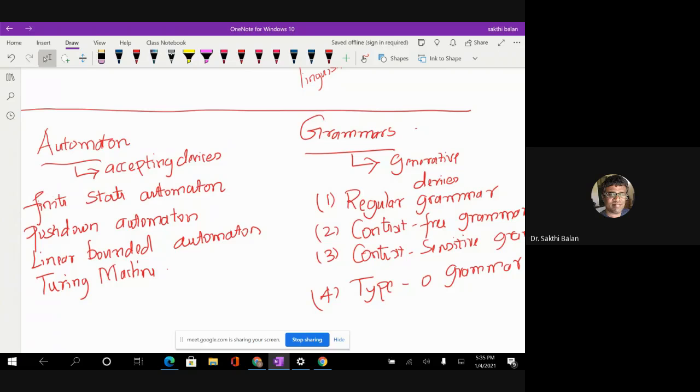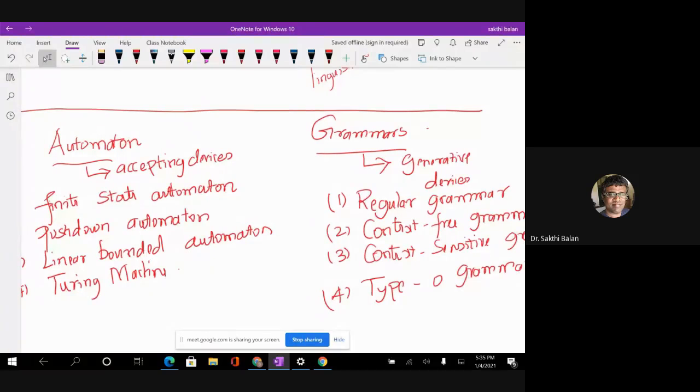So in the whole course, we will be looking at these four types of automaton and four types of grammar and some variants of these. There will be some variants of finite state automaton, like deterministic finite state automaton and non-deterministic finite state automaton. Like in push down automaton, we will again look at deterministic and non-deterministic. So like that there are variants, but mainly these are the main topics that we will be looking at when I am talking about an abstract machine.